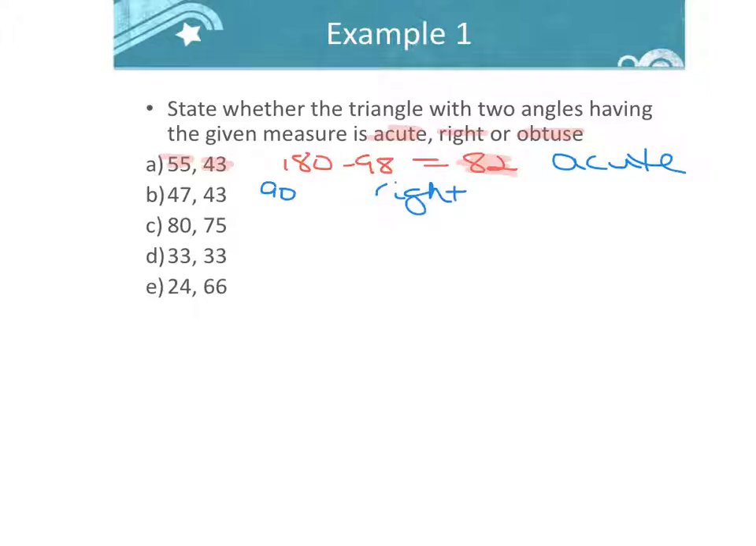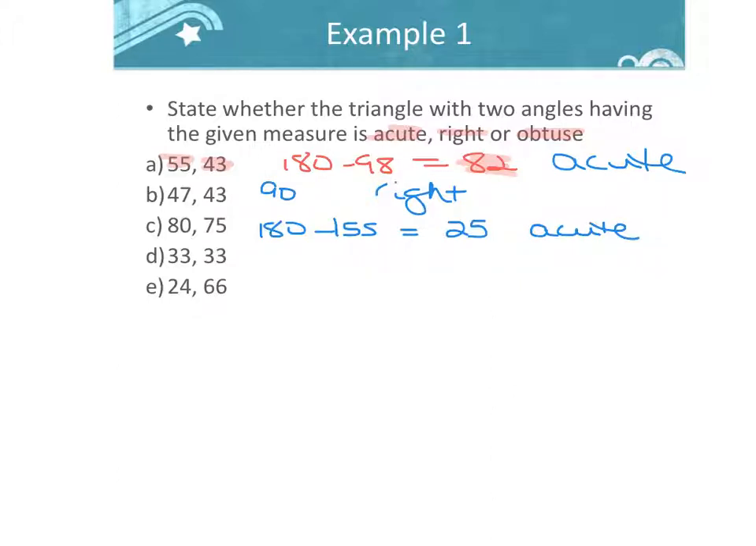80 plus 75 is 155. So 180 minus 155 gives me 25. So this becomes an acute triangle because all three angles are less than 90.